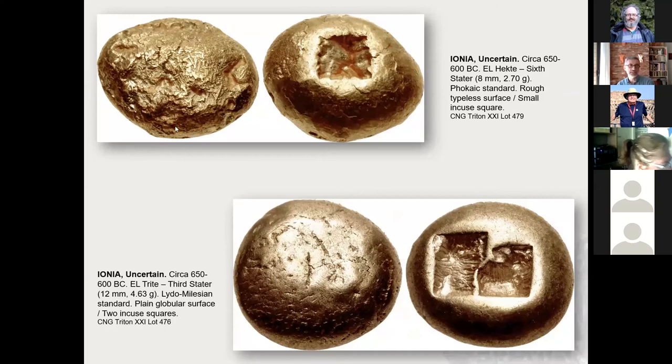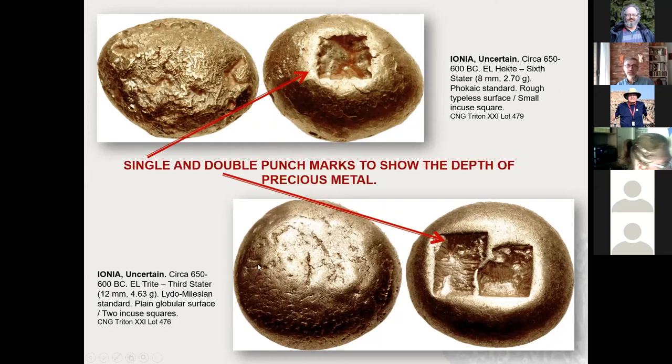This is an interesting example. It was just haphazardly cast into something, clay most likely, without really smoothing or anything. But in a certain way, it's standard, that's for sure. And this one, so is this one, the clay that they cast the metal in was smoothed somewhat. And interestingly, this one has a single and this one has a double punch mark. And it certainly serves to show the depth of the metal.